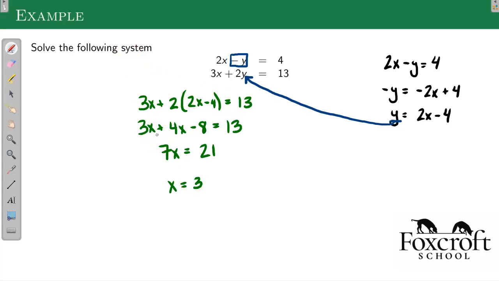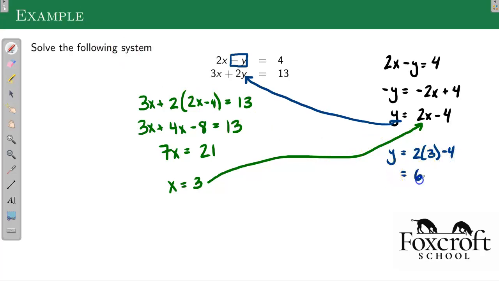But as we've seen with our solutions for systems of equations, we need to know what x is and y is. So we're only halfway done because we just know what x is. But we know there's a relationship between x and y. y has to be equal to 2x minus 4, which means y has to be 2 times 3 minus 4, so 6 minus 4 is 2. So I get my answer: (3, 2).